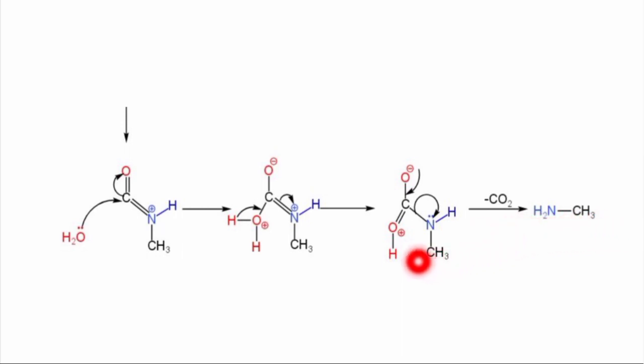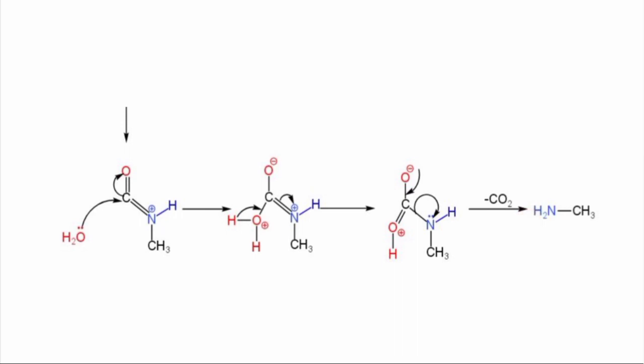Okay, how does decarboxylation take place? The negative charge on oxygen, or the electrons on oxygen, form a pi bond here, and because of that this carbon-nitrogen bond breaks. Okay, and this hydrogen is taken by nitrogen. So this is the primary amine, our final product. Always remember this, primary amine is our final product.